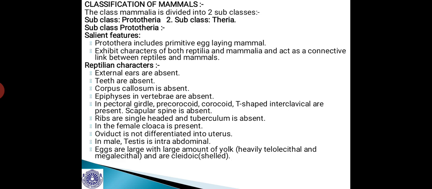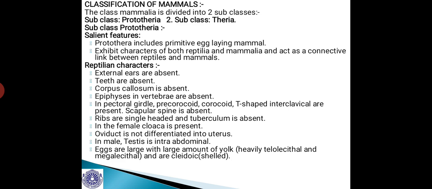Now coming to classification of mammals. The class Mammalia is divided into two subclasses: subclass 1 Prototheria and subclass 2 Theria. Coming to the first subclass, Prototheria. Salient features: Prototheria includes primitive egg-laying mammals, and they exhibit characters of both Reptilia and mammals and act as a connecting link between reptiles and birds.